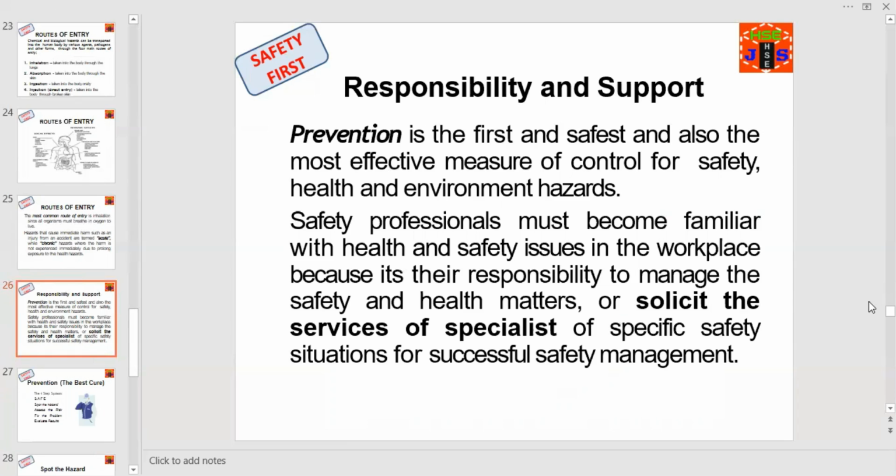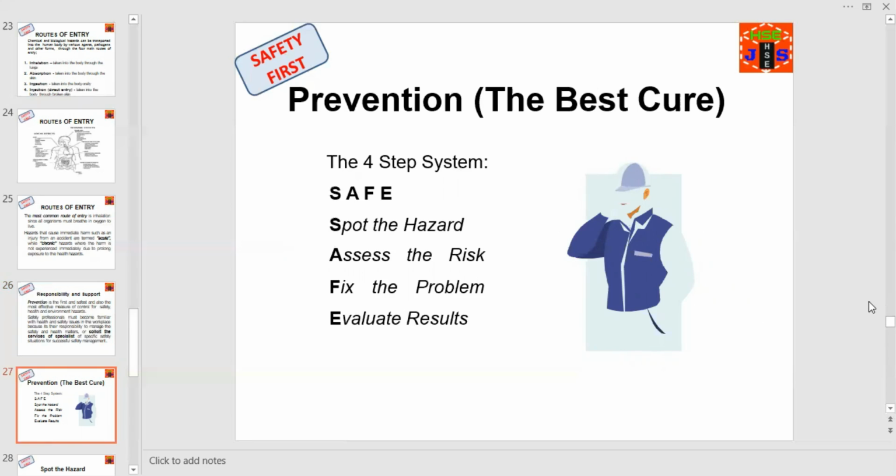Dear friends and fellows, prevention is the first and the safest and also the most effective measure of control for safety, health, and environmental hazards. Safety professionals must become familiar with health and safety issues in the workplace because it's their responsibility to manage the safety and health matters or solicit the services of specialists for specific safety situations for successful safety management. As discussed, prevention is better than cure.